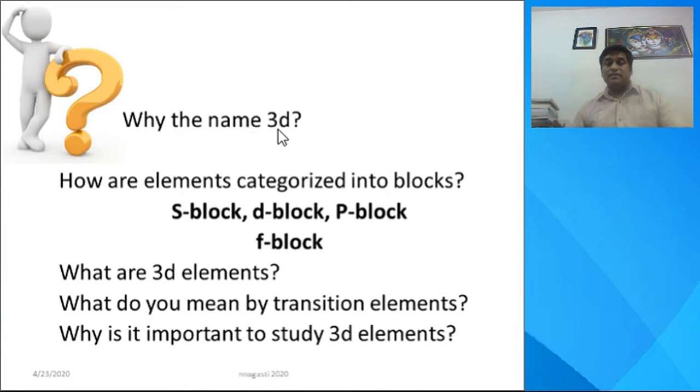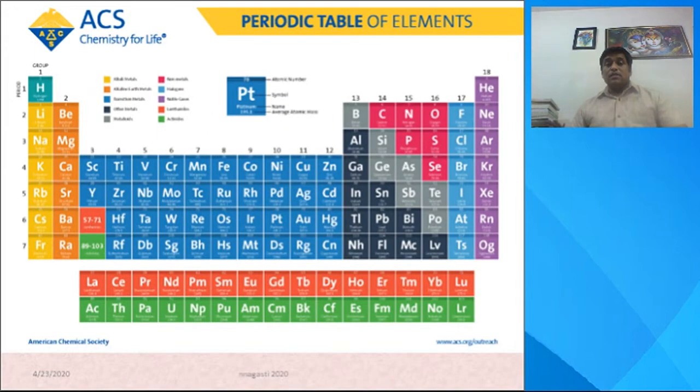Why the name 3D? And how are the elements in periodic table categorized into blocks? S block, D block, P block and F block. What are the different elements present in 3D series? What do you mean by transition elements? And why is it important to study these 3D elements? To understand these questions, let us see periodic table.